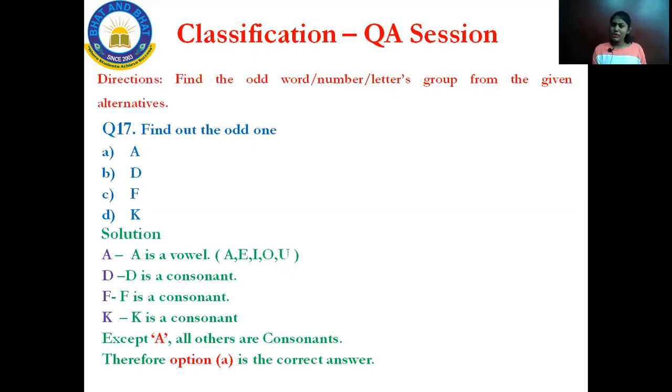And D is a consonant, and F is a consonant, and K is also a consonant. Except A, all the letters are consonants. Therefore, A is a vowel. All others are consonants, that is D, F, K. Therefore, option A is the correct answer. This is very easy to solve.